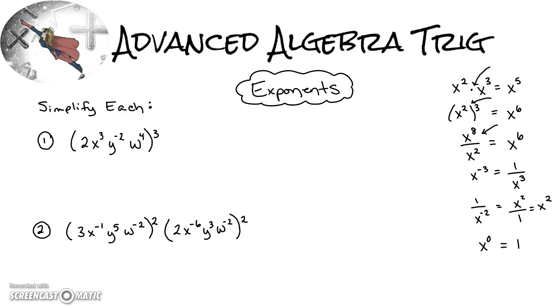I don't think I put any of those in these examples, but let's get started on these harder examples and just show you how this all works with a real problem. So in number 1, when you have a parenthesis and a power on the outside, the power will distribute to every term, everything in here.